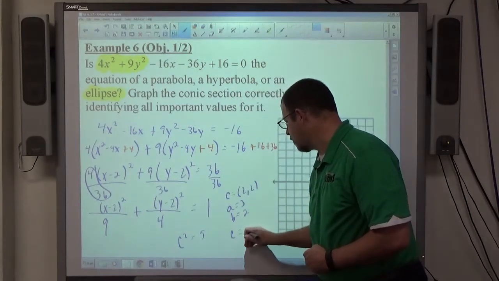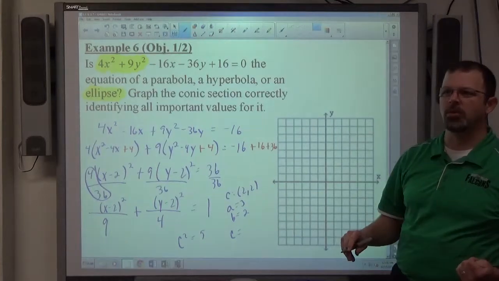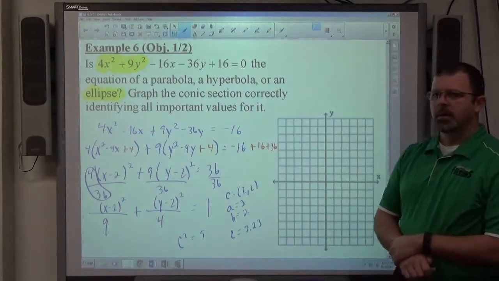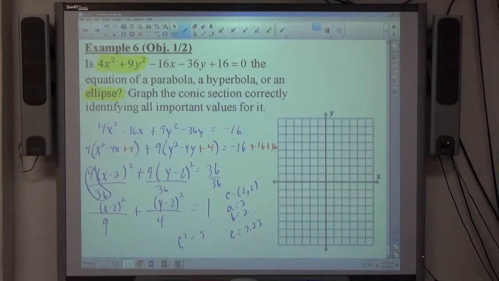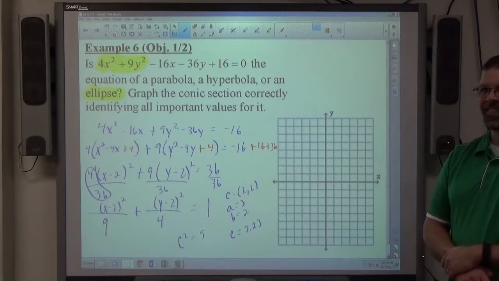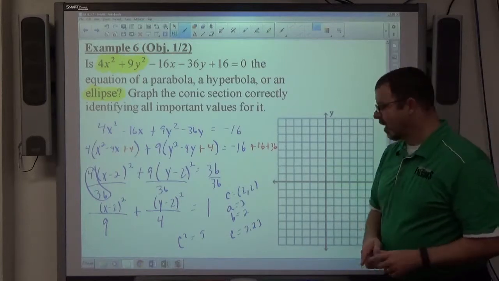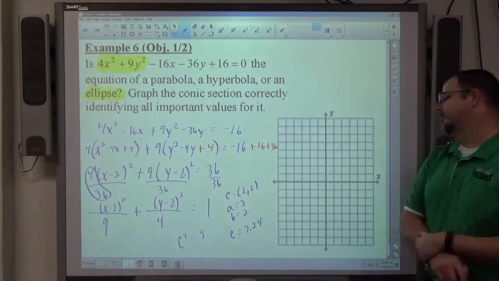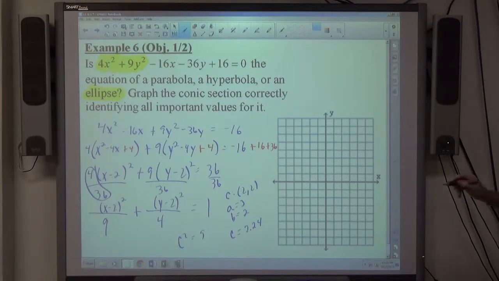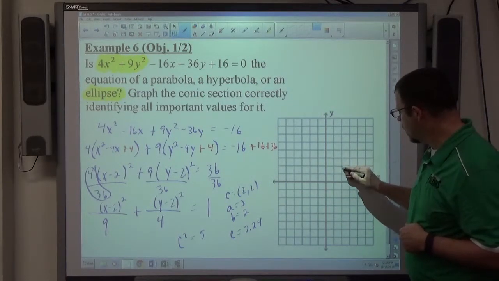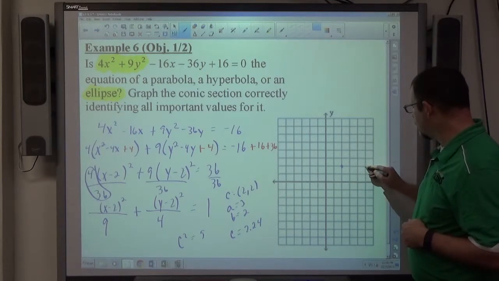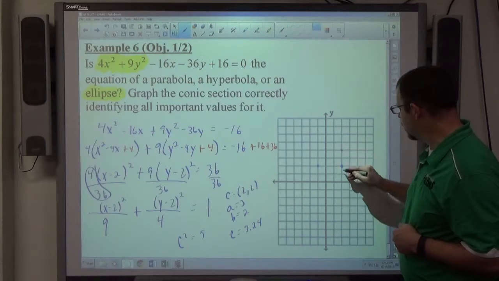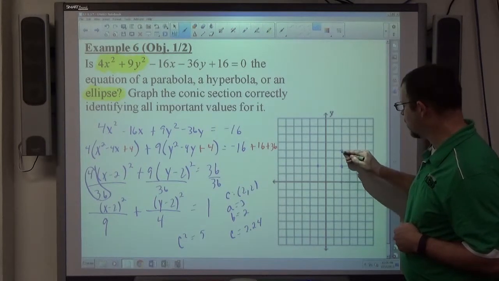So c is going to be the square root of 5, which is 2.236, so 2.24 if we rounded it properly. Just like that, I've got a center of (2, 2). I'm going to go 3 spaces right and 3 spaces left. I'm going to go 2 spaces up and 2 spaces down. Those are my 4 vertices.